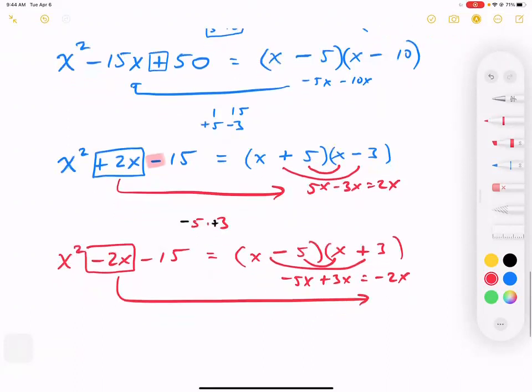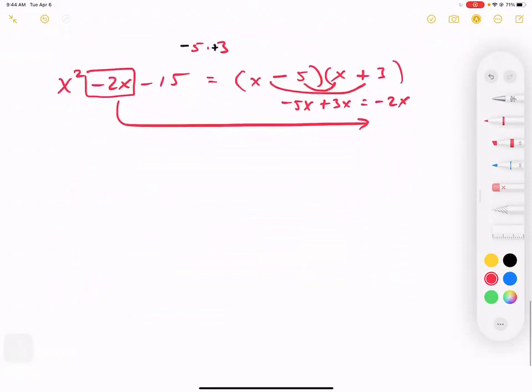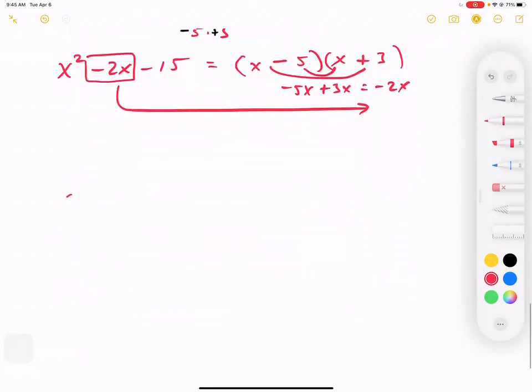Okay, let's go ahead and do two of these problems at the same time. Similar to this case, x squared plus 4x minus 21. Okay, and I want you guys to factor this. And then also the next problem is x squared minus 4x minus 21.